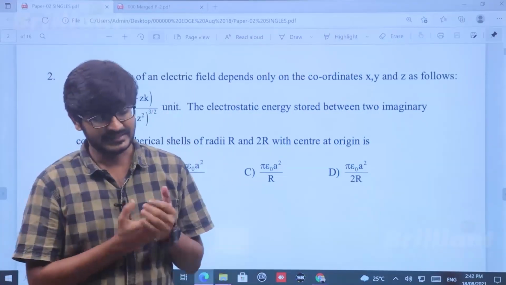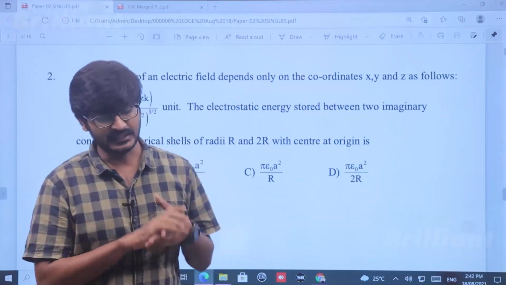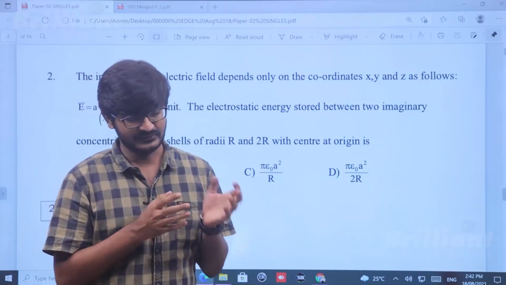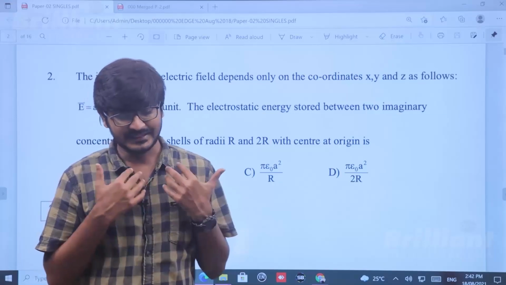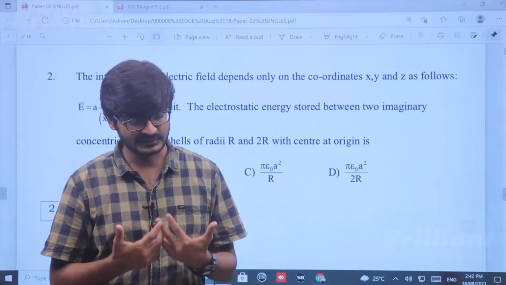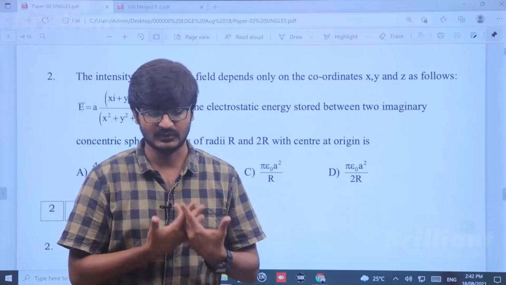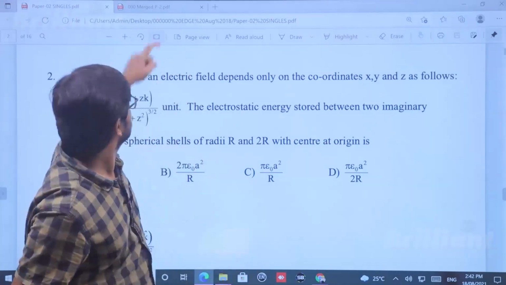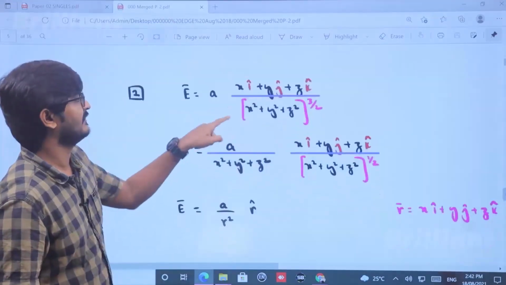The question says, the intensity of an electric field depends only on the coordinates x, y and z as follows: E equal to something. Find the electrostatic energy stored between two imaginary concentric spherical shells of radii r and 2r with center at origin. So this is the given electric field equation.